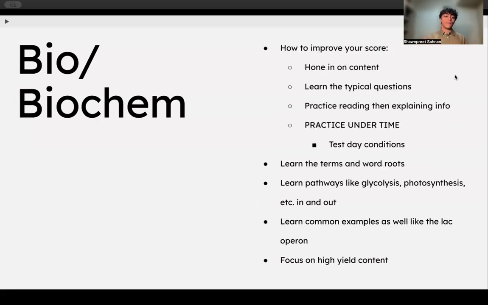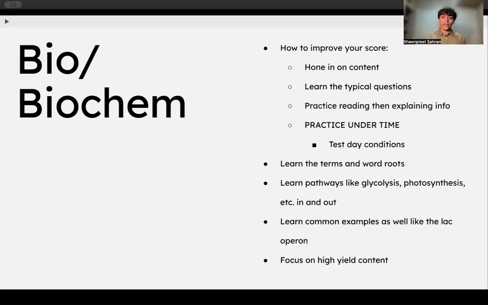How to improve your score? Very similar to Chem Phys again. Hone in on that content. Content is going to be really important here. If you don't know the sections of the brain, you're not going to know which section lights up when something happens. And that can be bio or that can be psych soc. I mean, there's a little bit of overlap there. So things like that, hone in on content.